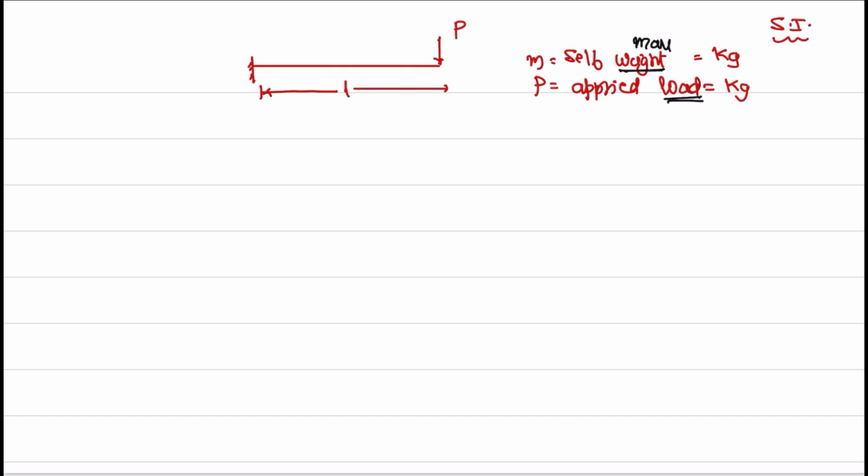And what happens when a beam, like a cantilever beam, is subjected to a load? At the free end, this is the original beam, this is P, and it bends like this.